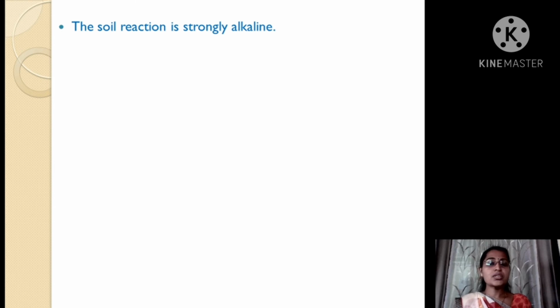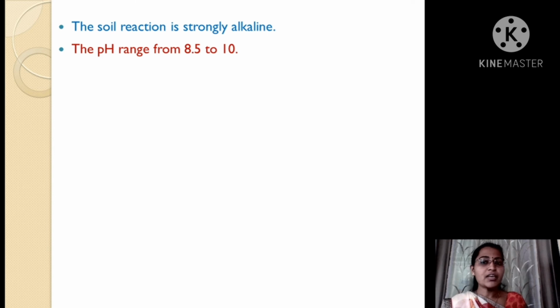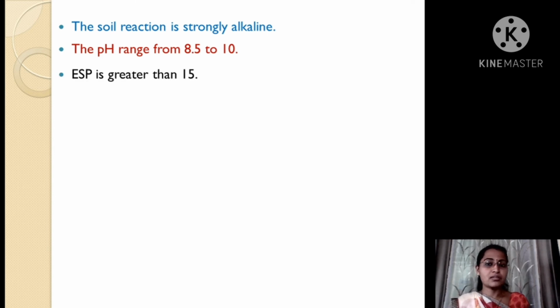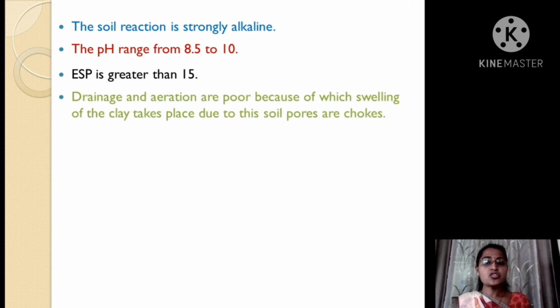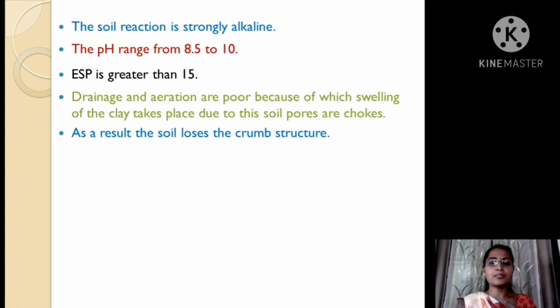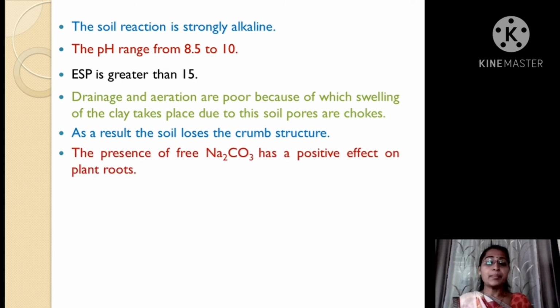The soil reaction is strongly alkaline. The pH is in the range 8.5 to 10 and ESP is greater than 15%. Drainage and aeration are poor, because of which swelling of the clay takes place. Due to this, soil pores are choked. As a result, the soil loses the crumb structure. The presence of free sodium carbonate has a negative effect on plant roots.